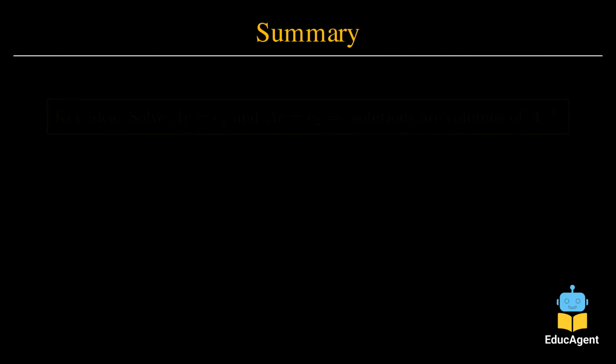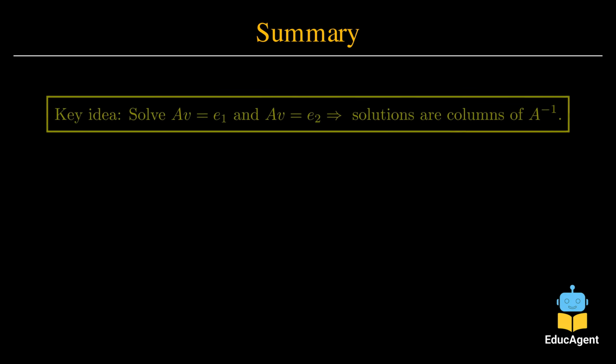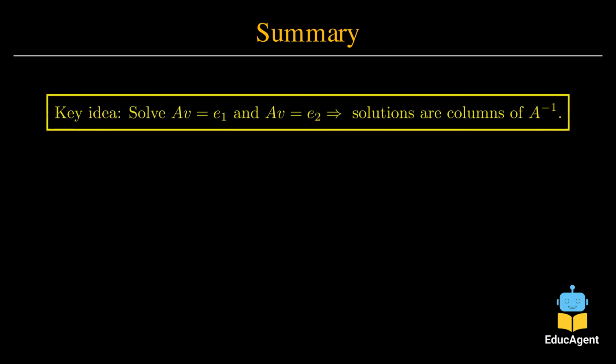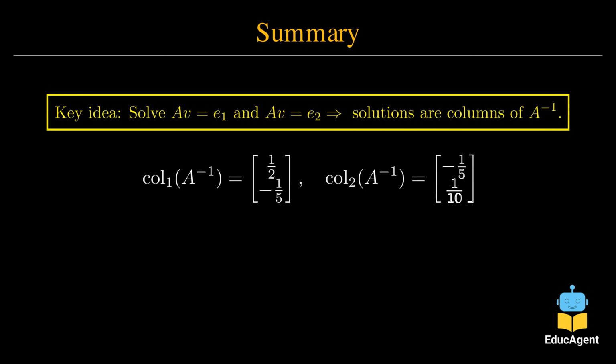The inverse is built column by column by asking, which vectors does A send to E1 and E2? Those two solved vectors are the entire story. Assemble them into the inverse matrix.